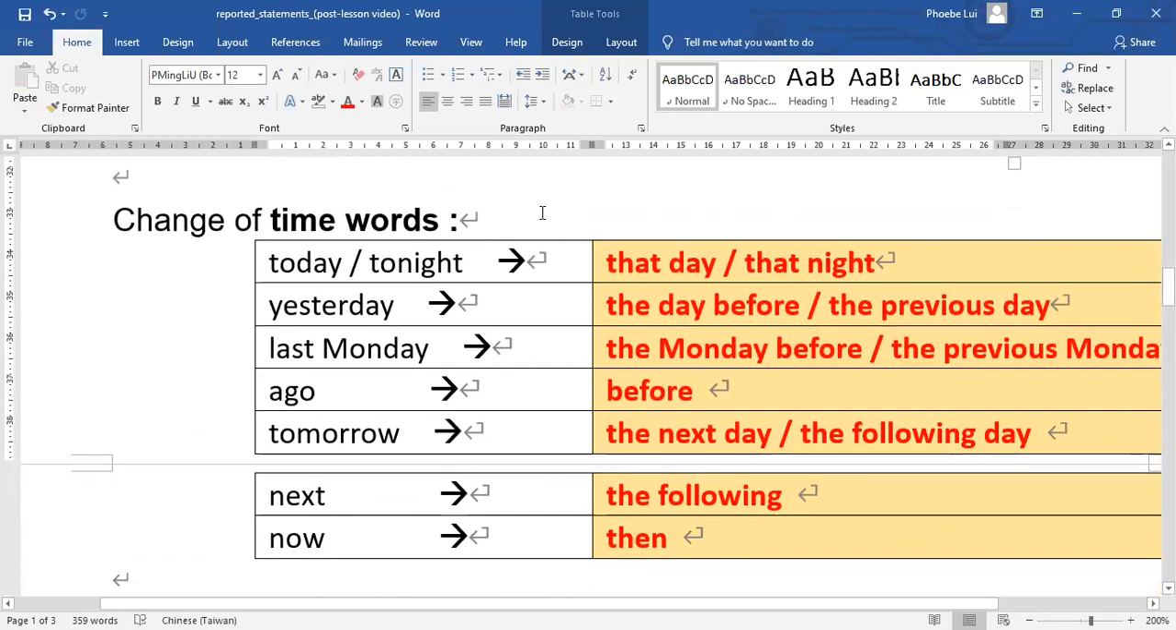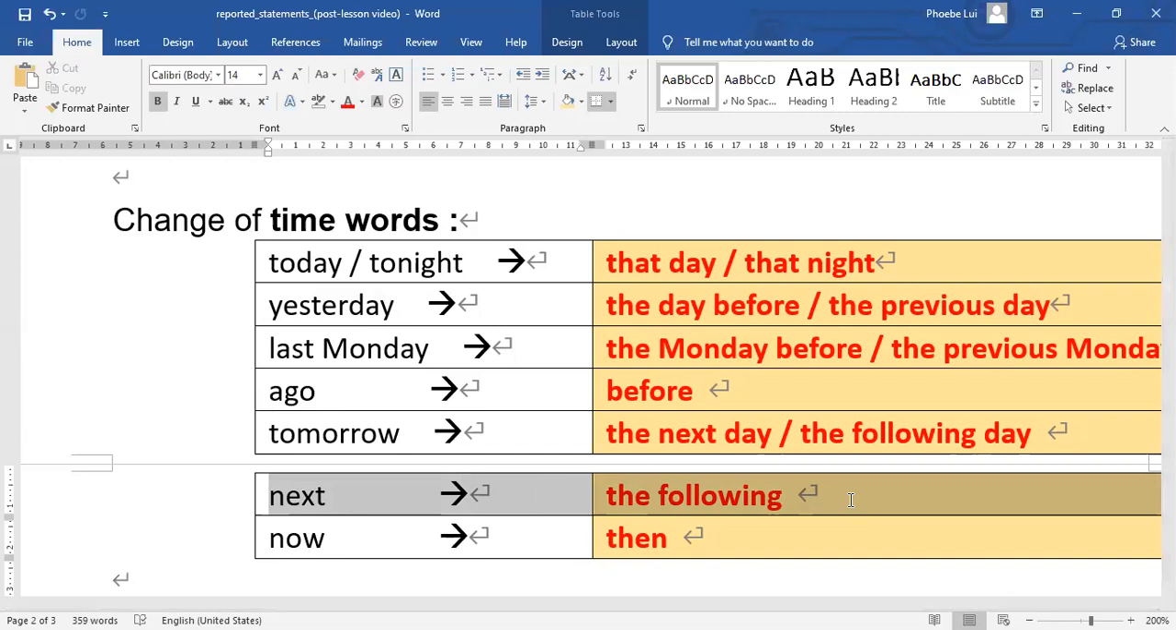The third table is about time words. You have to be careful to change time words because when we use reported speech, the time is not the same as in direct speech. You cannot repeat the same time word. For example, you change yesterday to the day before or the previous day. Next, like next morning, you better say the following morning, next Sunday, the following Sunday, etc.